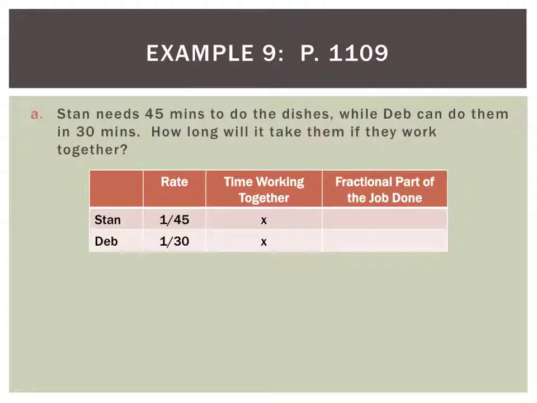Alright, so the last two examples were still dealing with distance, rate, and time. They were just a little bit more detailed, and so we used a table for that. Example 9 is an example of a work rates problem.